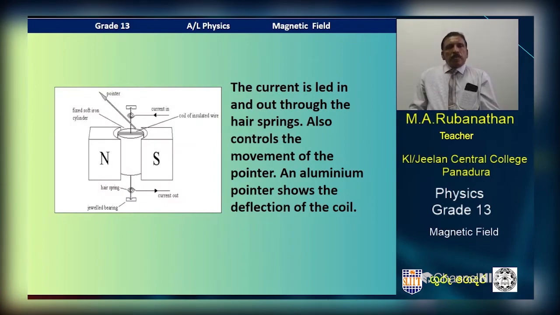This is the simplest form of the galvanometer diagram. Here you see that the current is led in and out through the hairspring. This one is a hairspring. On the upper side also there is a hairspring. Through these two springs the current goes in and goes out.